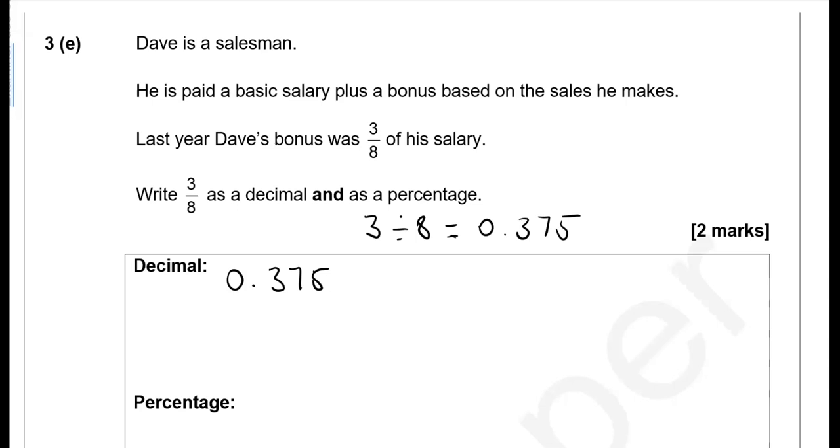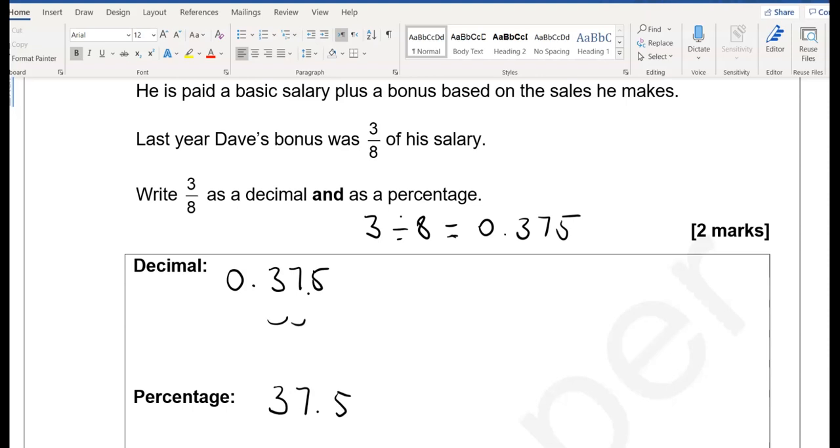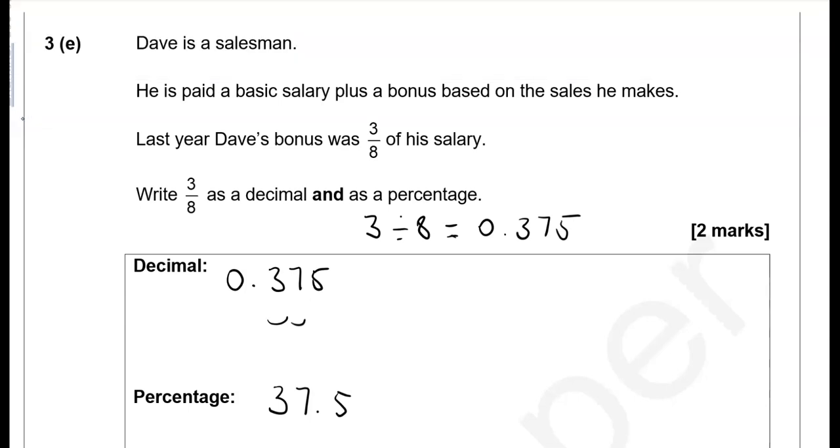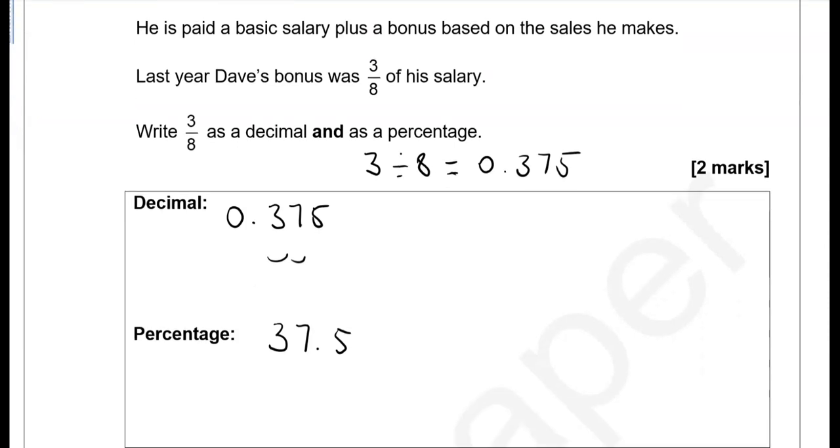Now, as a percentage, we've got to multiply this by 100 or move the decimal point 2 places to the right. So this becomes 37.5. Now I'll need to take off the decimal point in the decimal answer here, so I don't cause any confusion.